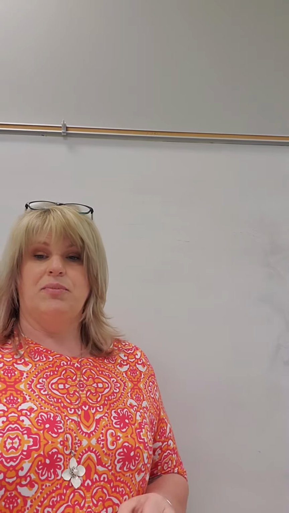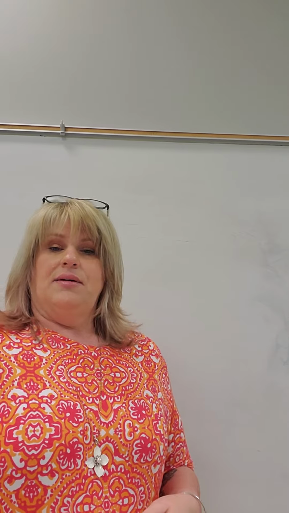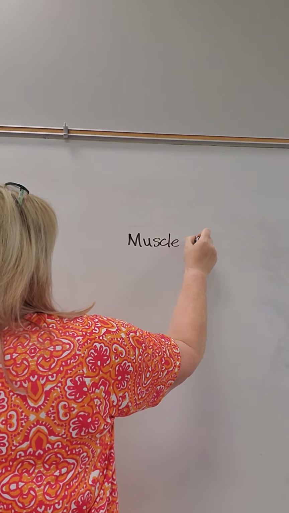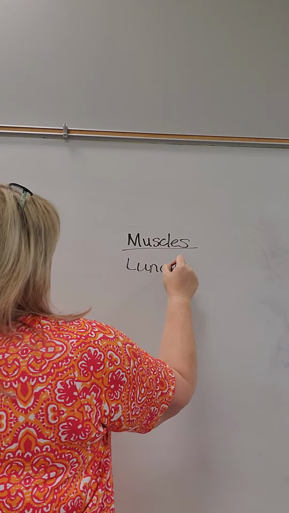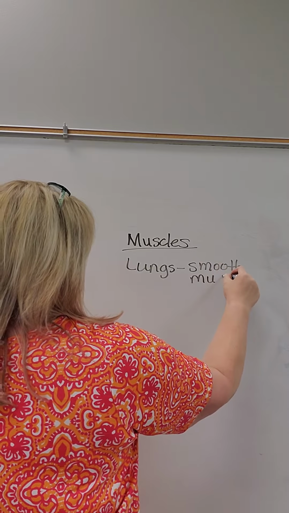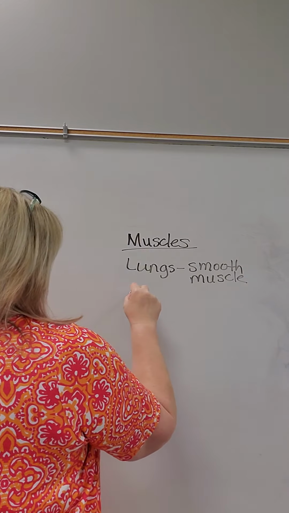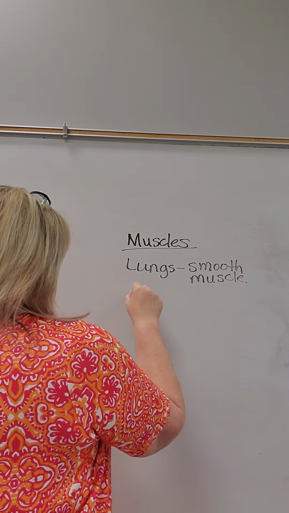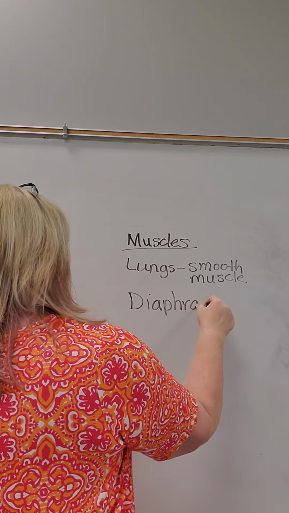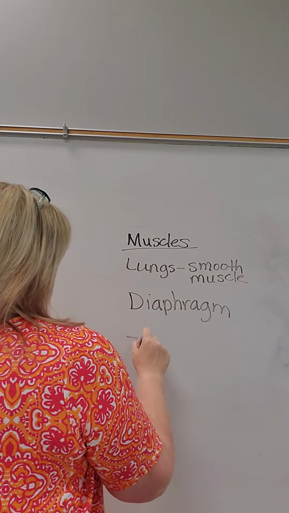In your book, you should have a picture of the lungs going down to that capillary level. You could take a look at that, see how that works. Some accessory structures that we deal with are muscles. The lungs are smooth muscle. They expand and contract. You also have your diaphragm. You have intercostal muscles.